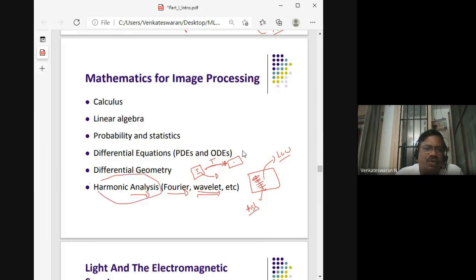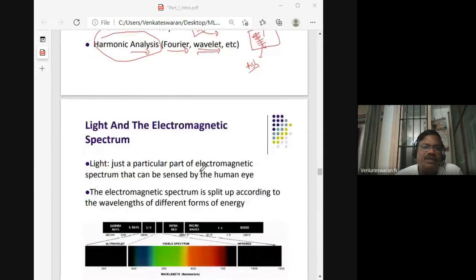So what we do is harmonic analysis by taking Fourier or wavelet transforms, so we are able to understand what frequency range the image contains. Some of these are very interesting, right?